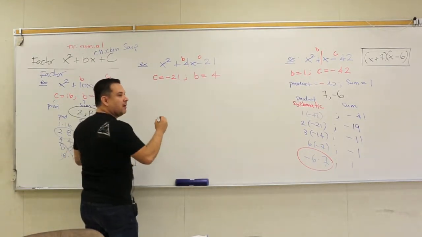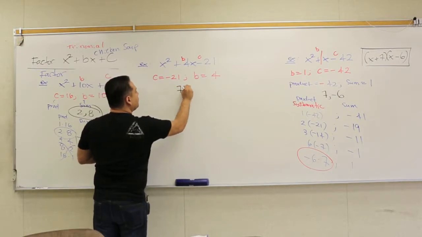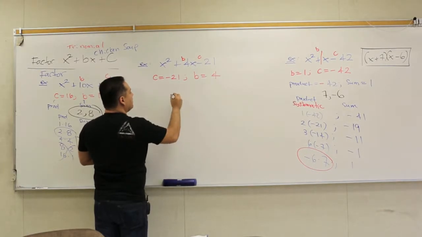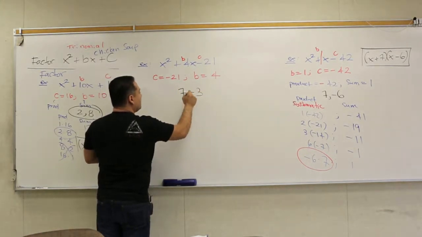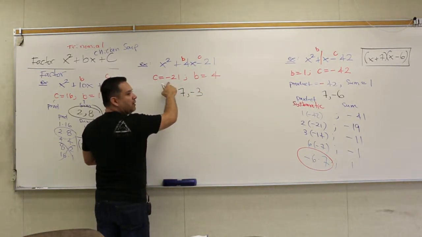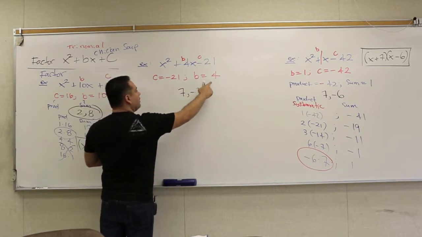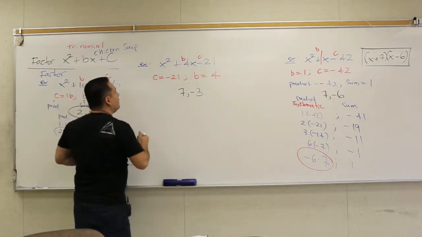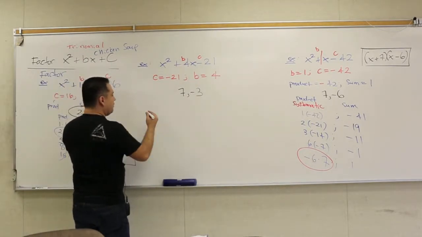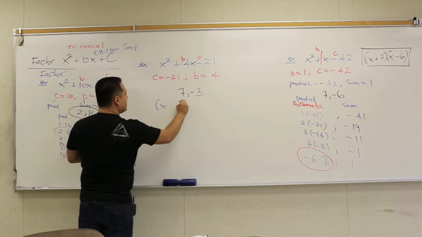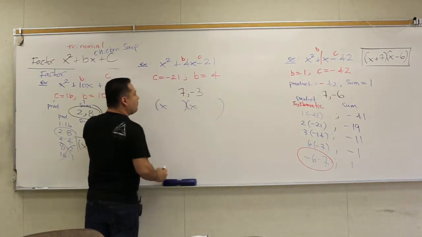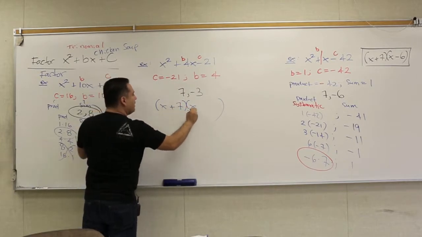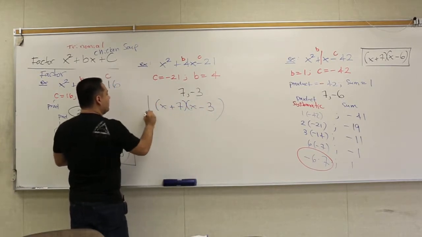7 and negative 3? I don't know. Let's double check. Is it 7 and negative 3 that works? Okay, here we go. 7 times negative 3 is negative 21. What's 7 plus negative 3? 4. I guess you're right. Final answer: x, what numbers do you use again? The ones you just found. x plus 7 and minus 3.